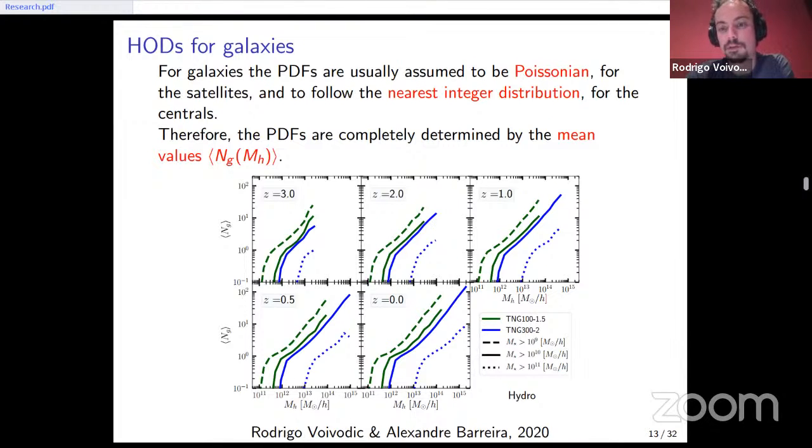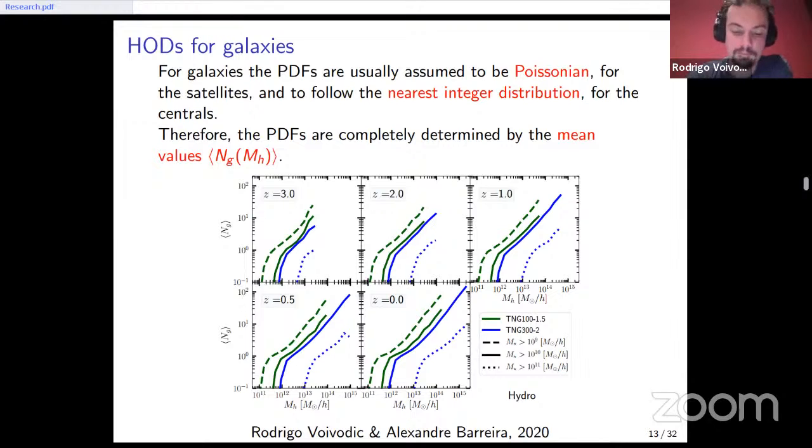So if now we fix the PDFs, we only need to know the mean HODs, okay? Because the Poissonian distribution is completely determined by one single number, which is the mean, and the same for the nearest integer distribution.